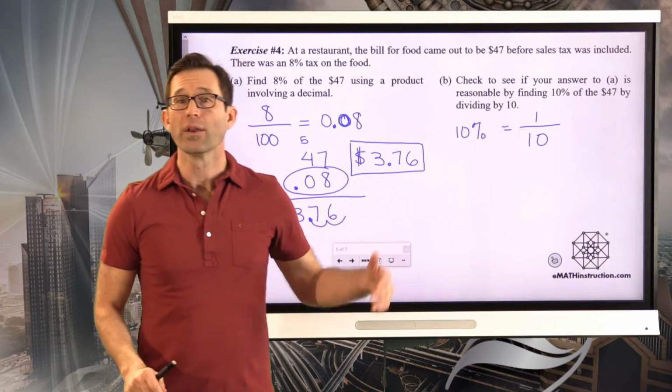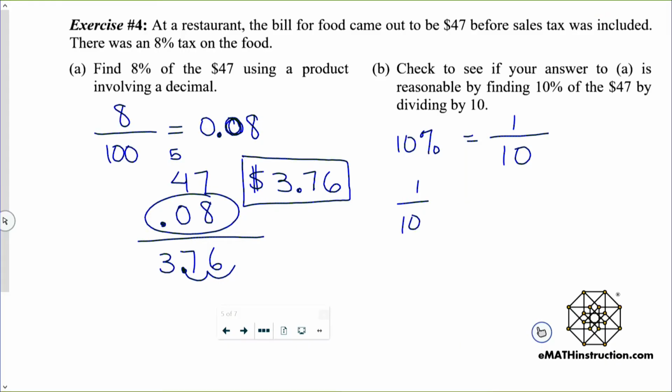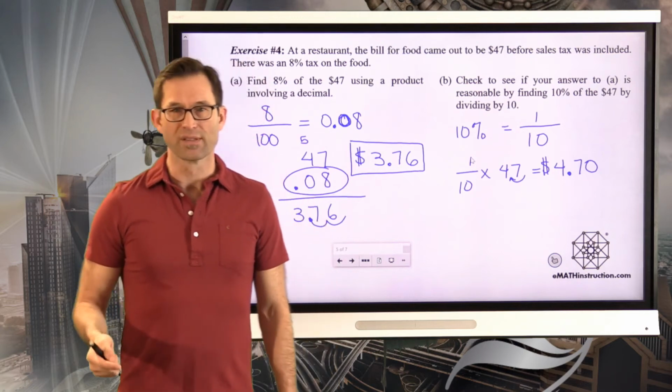So if I want to find 1/10 of 47, it's quite easy, right? 1/10 times 47, right? We just move that decimal place 1 unit to the left, is going to be 4.7. Now, if I want to think about this in terms of money, maybe I should write it as 4.70. Now, what do I mean by checking to see if it's reasonable, right?